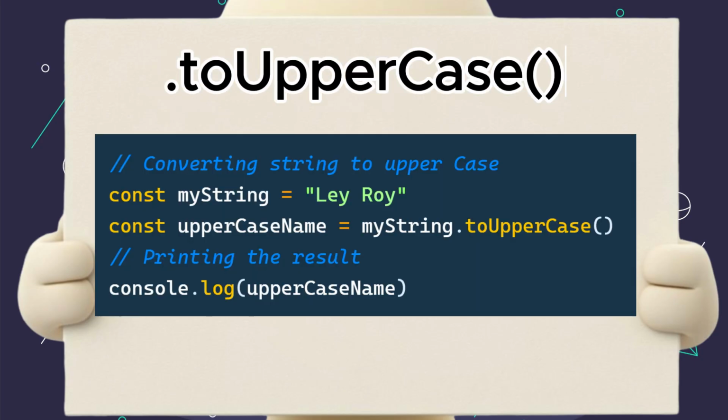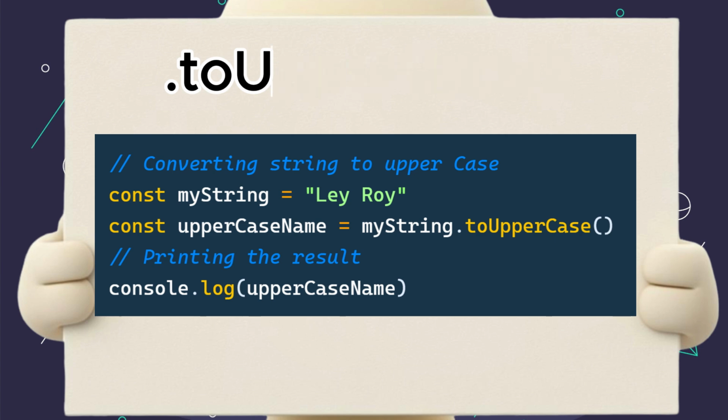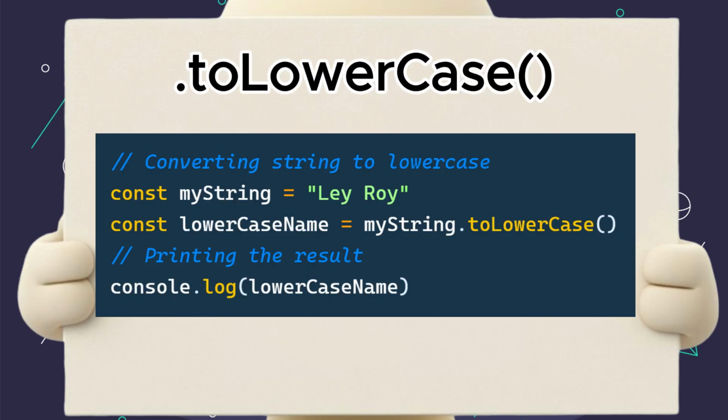First up, toUpperCase. This method takes your string and spits out a brand new string where every letter is now uppercase. It doesn't mess with numbers, symbols, or spaces. Now for toLowerCase. Just like you'd expect, this one takes your string and returns a new string with all the letters in lowercase. Again, other characters stay the same.